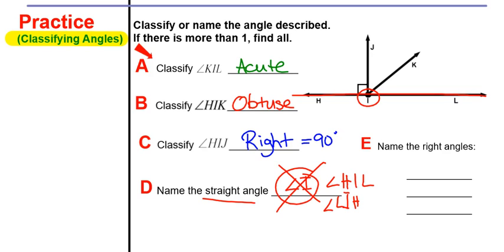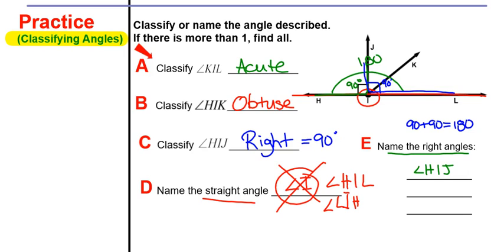Then the last question asks us to actually name all of the right angles. And so we have already done one of them, HIJ. How do we find the other right angles? Well, remembering, if this is 180 degrees all the way across, and I have 90 degrees on this side, how many degrees do you have to have on the other side? Well, that would have to be 90 degrees, because what is 90 plus 90? 180. So to name the right angle, I'm going to name angle JIL.